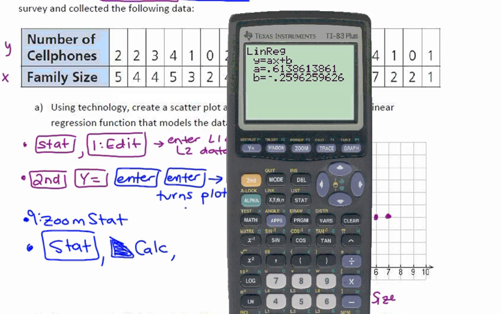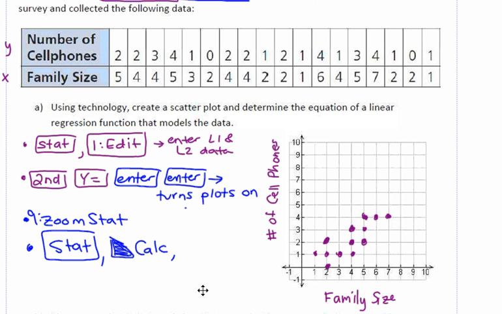So the equation is ax plus b, where a is really like your slope, mx plus b. And here are the values. I usually say answer to 4 decimal places. So I'm just going to write this down. We pushed 4, which was linear reg, and enter.